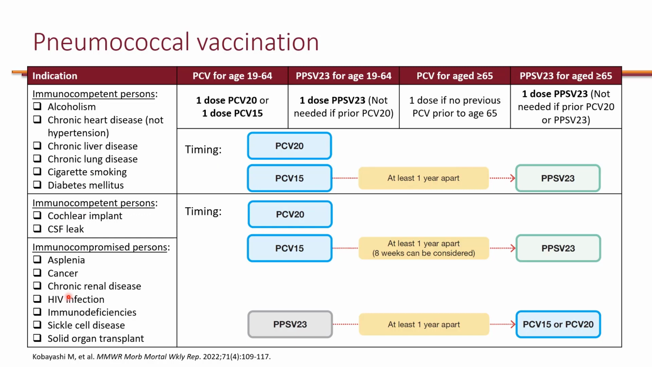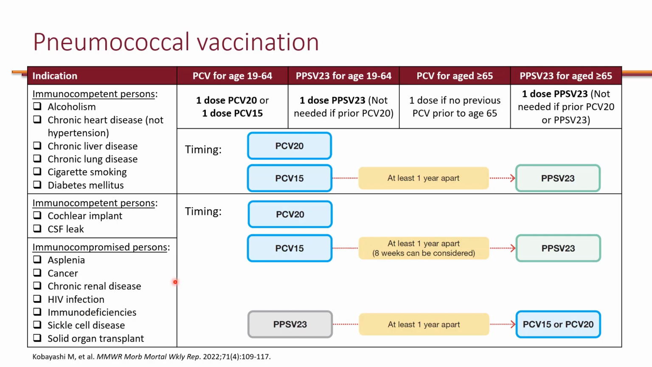So if they have just comorbidity in the first group, they have to wait at least 1 year. But in the second group and the third group, because they are so high risk, you may consider not waiting for a year to give the PPSV23. You can shorten it to 8 weeks and give them PPSV23 if they got PCV15 in order to give them full coverage given their high risk conditions.